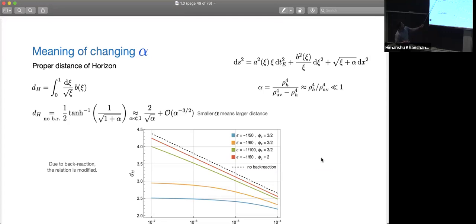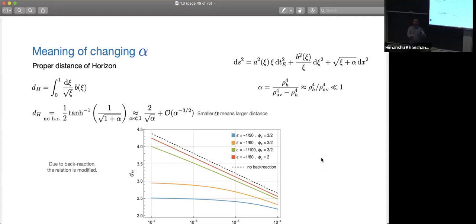So if you look at the proper distance of the horizon from the UV, how far the horizon is from the UV, this is the formula by which you would calculate it. And when there's no back reaction, it just scales as 1 over square root alpha. So smaller alpha means larger distance, right? Smaller alpha, larger distance. But since we know the solution numerically, we can calculate it. And what you find is that once there is big back reaction, the proper distance saturates.